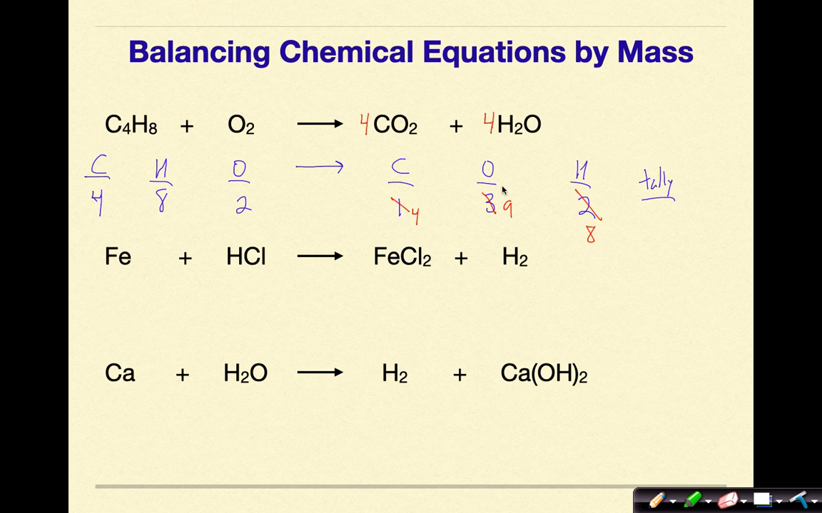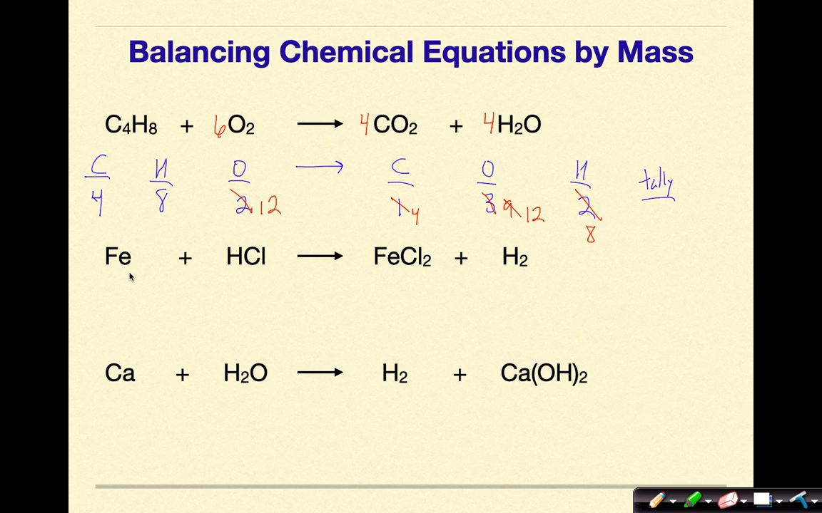The number of oxygens changes. We have 4 times 2 is 8, 4 times 1 is 4. That would be 12 oxygens on the right side. And to make 12 oxygens on the left side, we need a coefficient of 6 in front of the O2. 6 times 2 is 12. Let's check our tally. Carbons are in balance, hydrogens are in balance, oxygens are in balance. 1 to 6 to 4 to 4 is the lowest number ratio of coefficients.